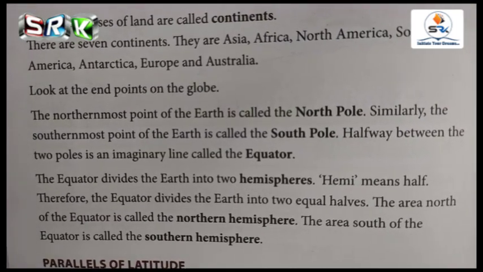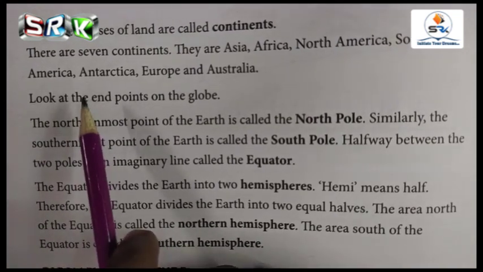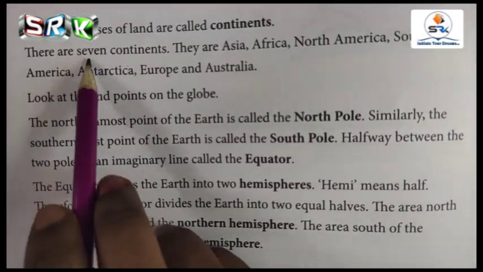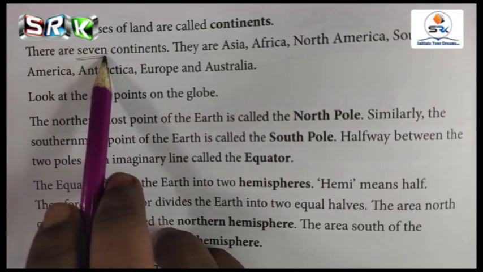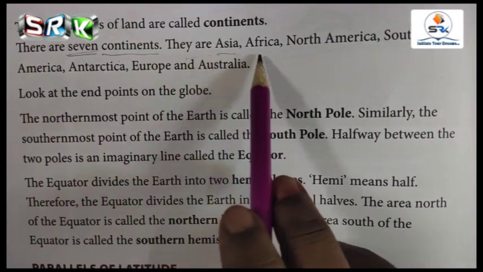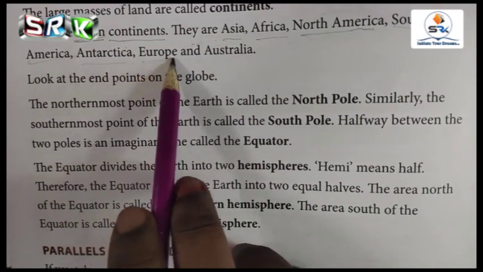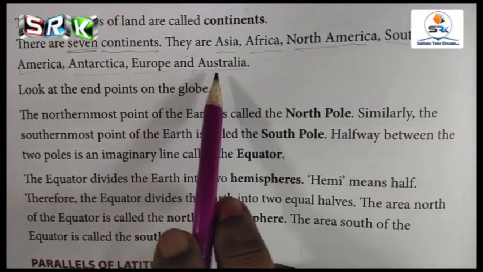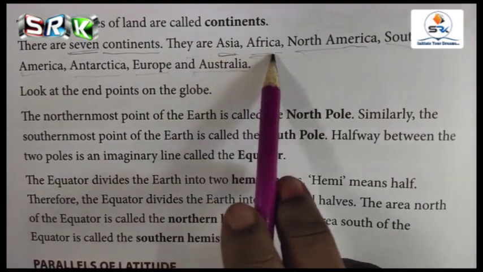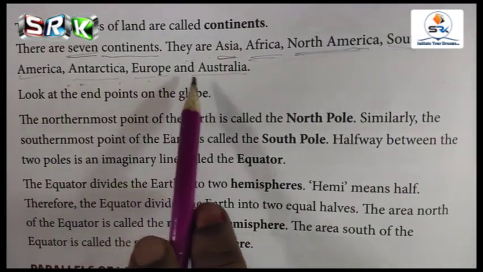Next we are going to see about continents. Continents means the large land masses. Land areas are what we call continents. How many continents are there on our earth? There are 7 continents. Continents are called கண்டங்கள் in Tamil. They are Asia, Africa, North America, South America, Antarctica, Europe and Australia.